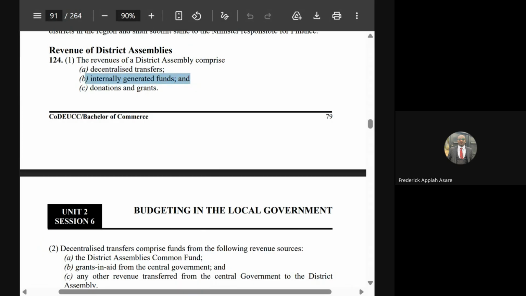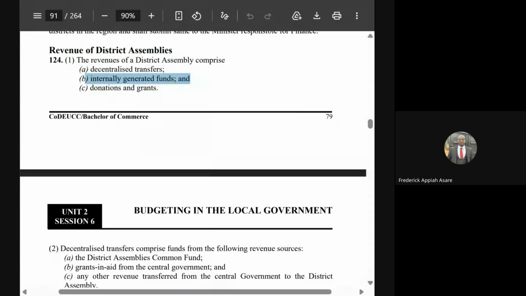Then we have internally generated fund. Internally generated fund in this case is just where the district assembly itself decides to establish a business, a private business, a public business, any business that is going to bring in cash to them. So that is where the district assembly can decide to buy buses and use them for hiring. The district assembly can decide to build a community center and use it for hiring.